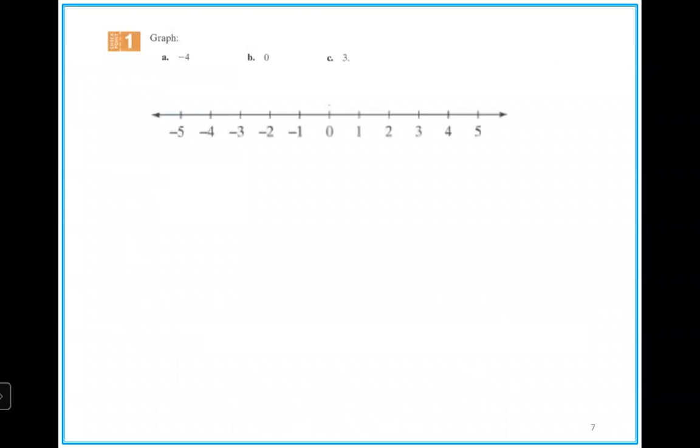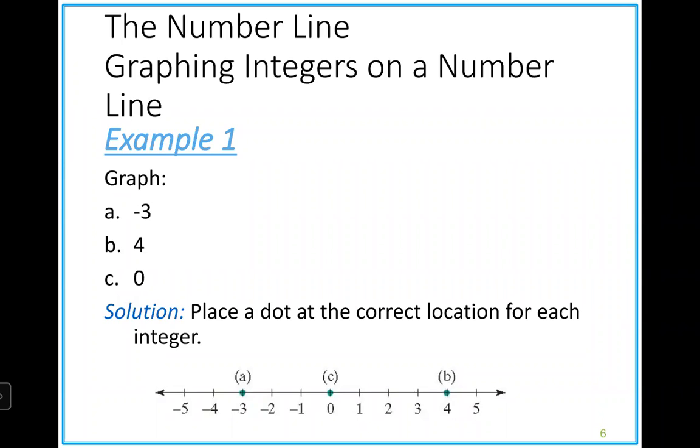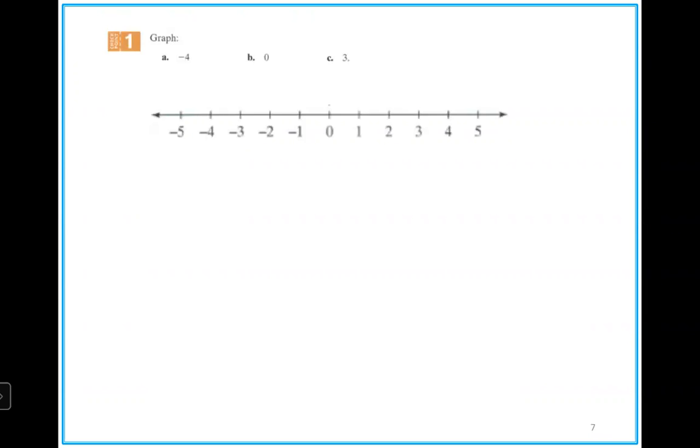So I'm going to do a quick one here. So we have three numbers, -4, 0, and 3. And Miss Pratt, you want to tell me where to put the dot for the first one? You can put it by the -4. Okay, so you make sure to put it right there where the -4 is. Okay.